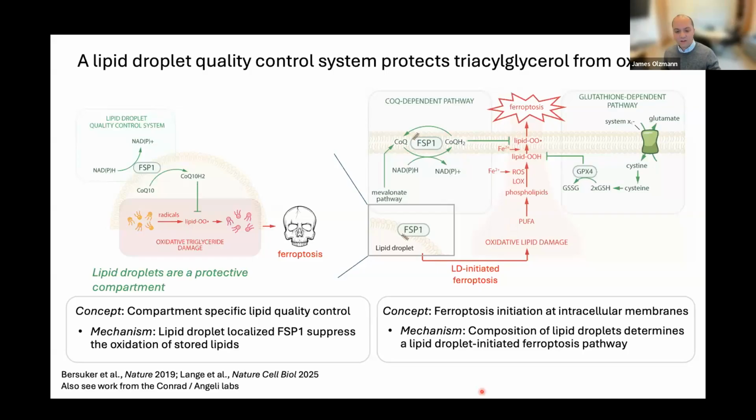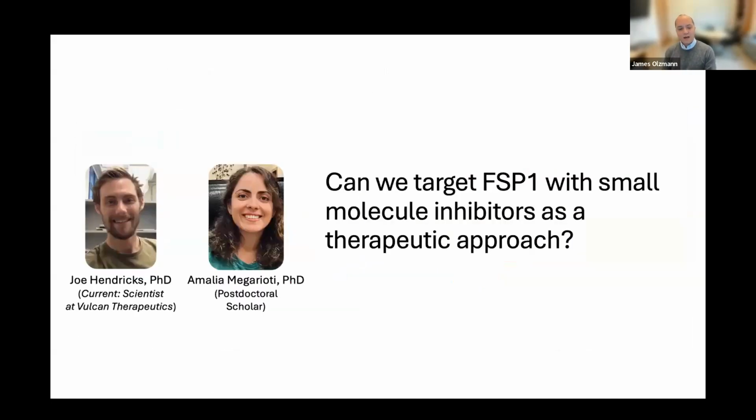So this led us to become very interested in this pathway, as well as how we could maybe target this pathway as a way to kill cancer cells as a therapeutic. And this was work from a previous postdoc, Joe Hendricks, who's now a scientist at Vulcan Therapeutics, and Amalia Magriotti, who's a current postdoc. Can we target FSP1 with small molecule inhibitors?